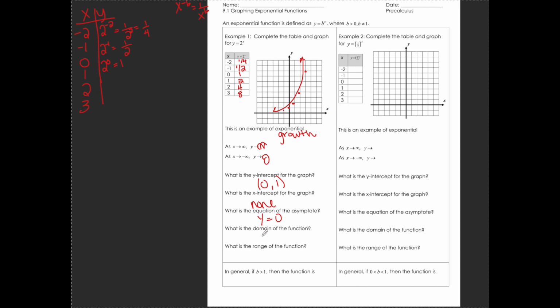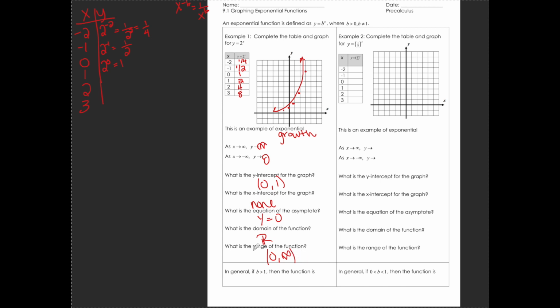The domain of this function is all real numbers, so I can plug in any number for x and get out a value for y. The range, however, is 0 to infinity. Parentheses around both of those. I'm not going to include the 0 because, again, I can never get to 0. There's no number I can plug in for x and get out a 0 for y. And then I go to infinity, and I know that I can never include infinity, so that's a parenthesis as well.